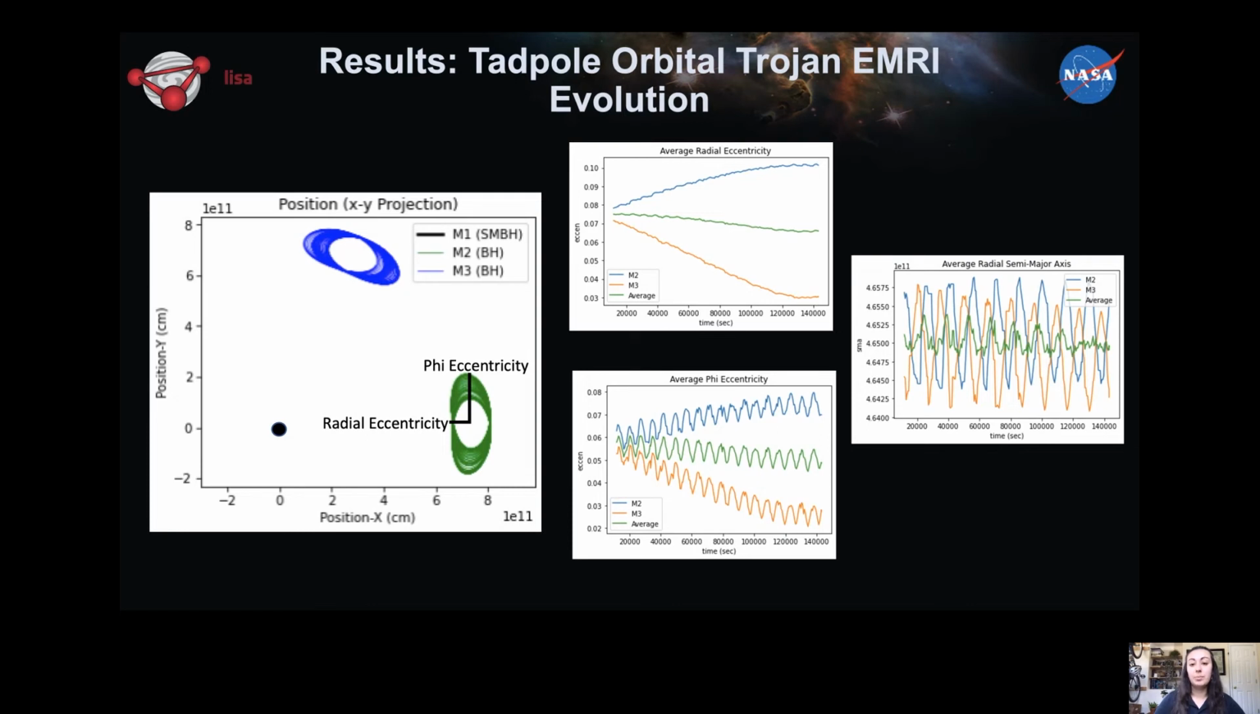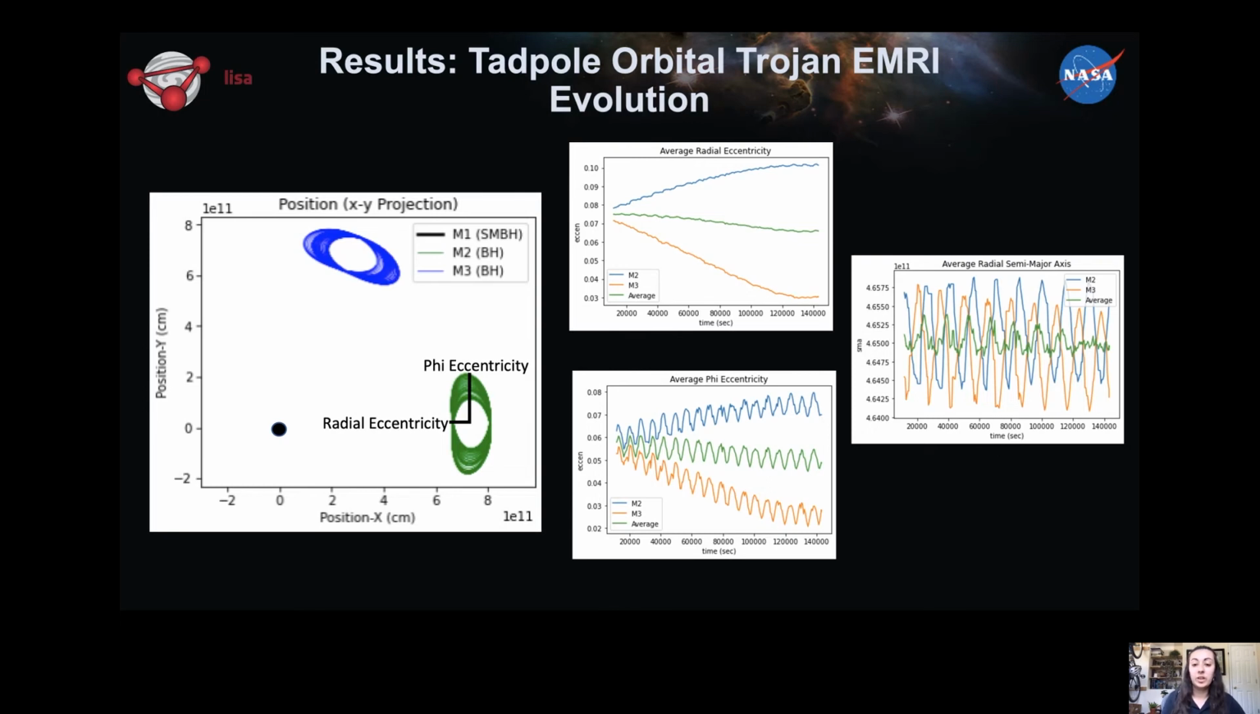But here with the tadpole orbital resonant Trojan Emery system, there is a variety of initial conditions that can actually lead to this tadpole or oval shape that we're seeing in this XY projection on the left here. And so because of that, we have to do a bit more at each step in order to ensure that we're accurately evolving the system over time. And so here what we need to do is look at the radial eccentricity, the phi eccentricity, which are both labeled on the XY projection plane, and also the semi-major axis of the system.